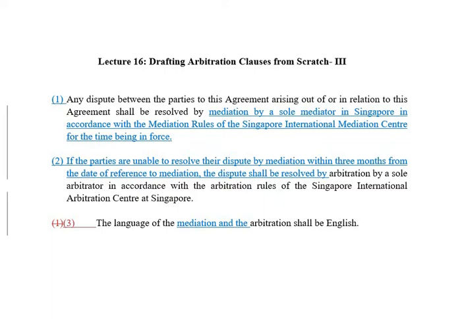In the 15th lecture, we drafted an international arbitration clause from scratch. In the 16th lecture, we made that clause a multi-tiered one. In this lecture, we will use the same clause to modify it so as to include the accepted matters clause. To do this, we devote a separate subclause for accepted matters.